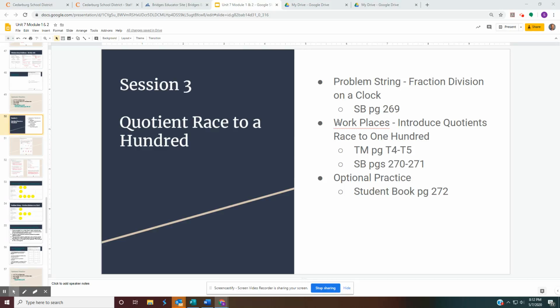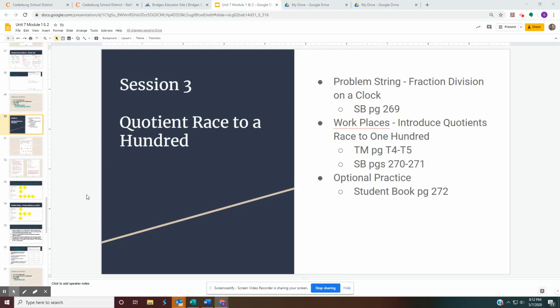Your workplaces, we're going to introduce a game called Quotients Race to 100. You're going to need your student book pages 270 and 271 for that. And then when we're all done, make sure you do the student book page 272 for homework.